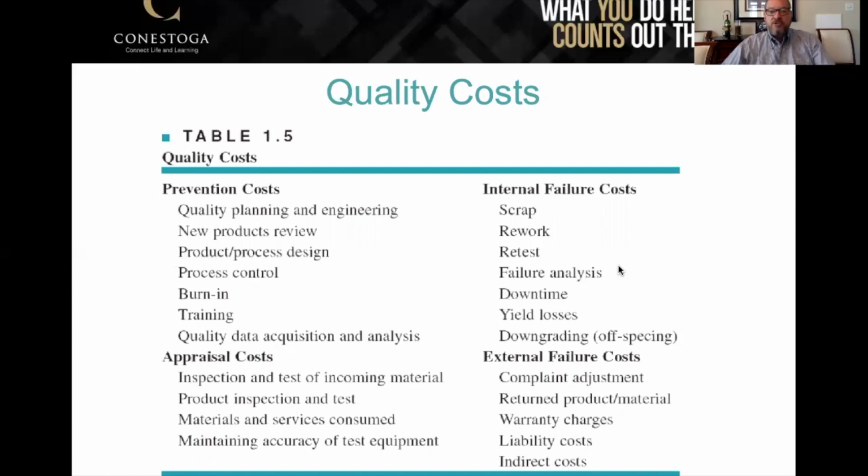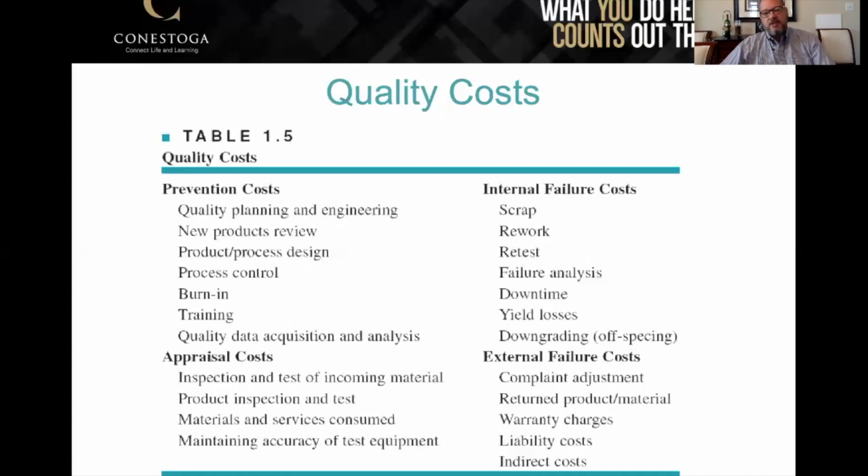Failure costs internally: scrap, rework, retest, failure analysis. There's downtime often as a result of it. Yield losses, so we're not making as many out of the materials as we expected to. I mentioned off-speccing, or downgrading, or scratch and dent, or B-stock, or whatever you want to call it, where you've got 100% of your costs in, but you'll never get 100% of your value back out of it. At least you get something from it.